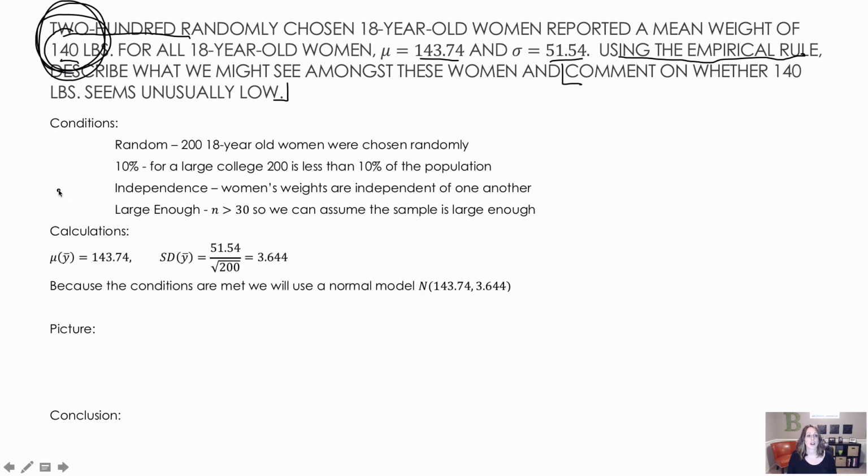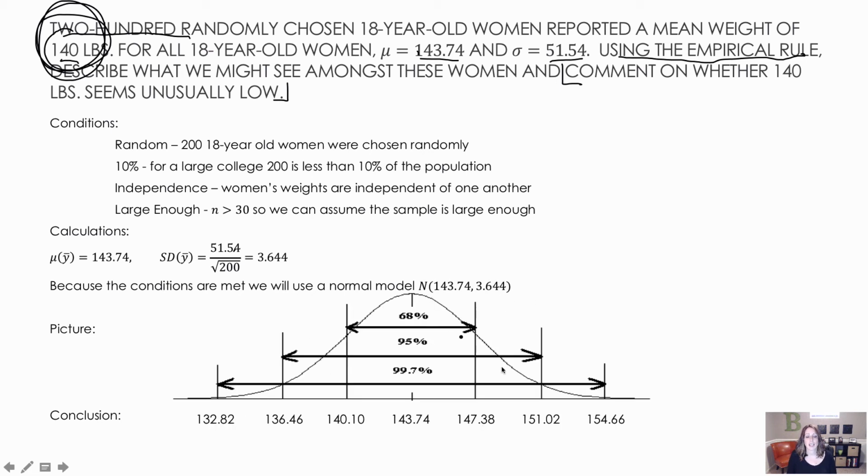The conditions are met, so our calculations are the mean, which is given to us, and the standard deviation. Remember, we always divide it by the square root of n, and that gives me 3.644. And then because the conditions are met, we'll use the normal model, and notice I'm giving you the model. The picture is, again, using the empirical rule.